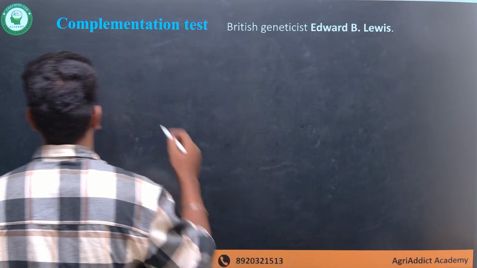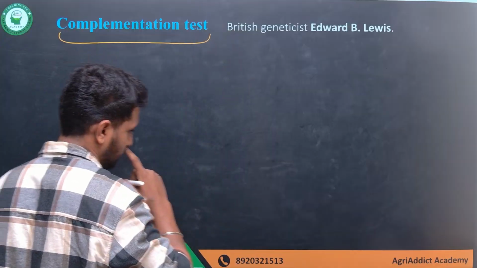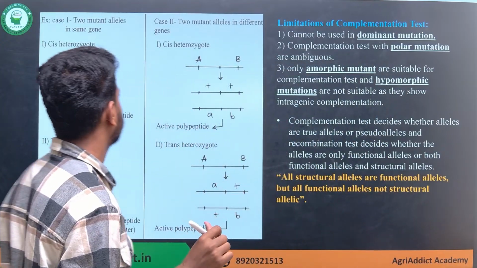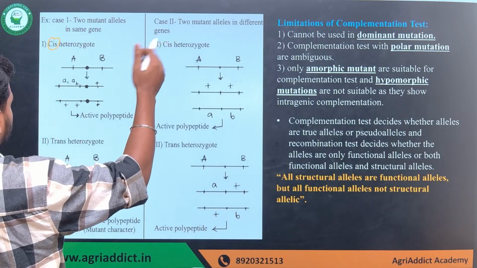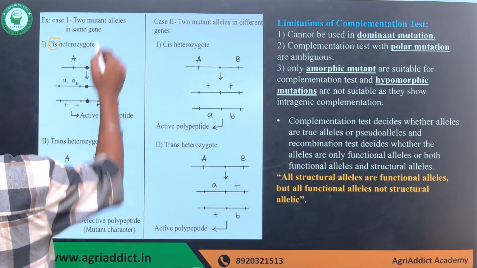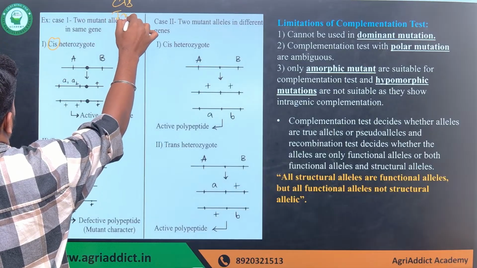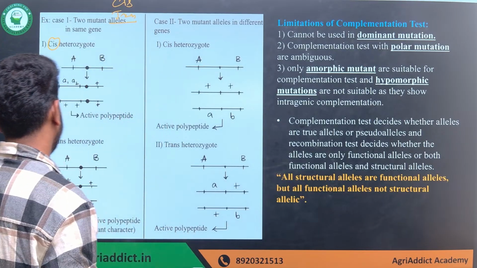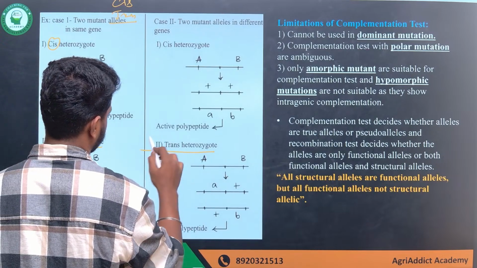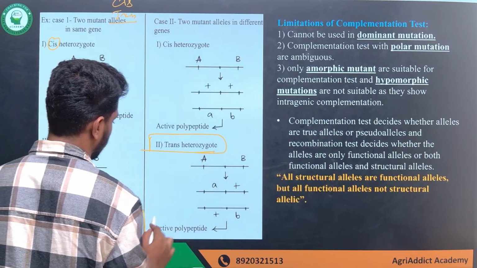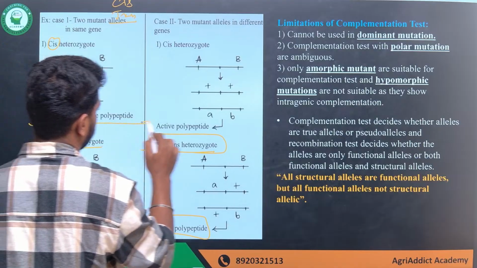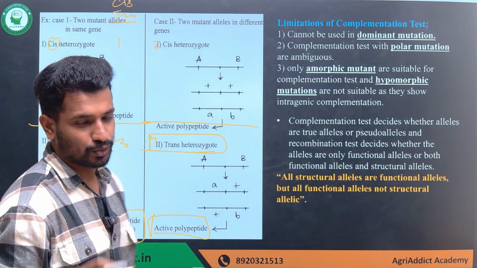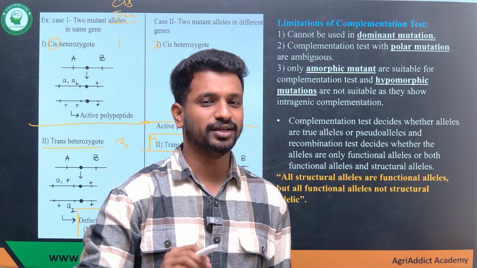So what is it according to the complementation test? I discussed cis and trans in the previous marathon class. There are two different types, cis and trans. Based on the difference between the trans heterozygotes, the complementation test works. There are four different classes here. The complementation test works with the trans heterozygotes.